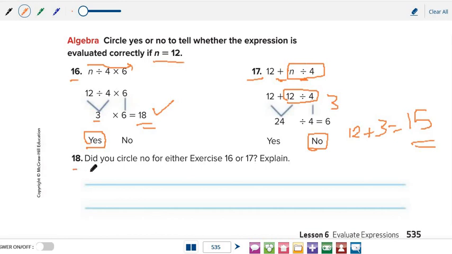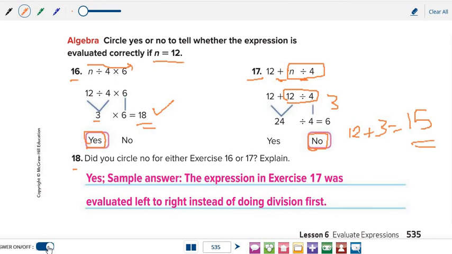Question number 18. Did you circle no for either exercise 16 or 17? Explain. Think about this question and try to solve it by yourself, grade 3. When you finish, you can check your answers here. Yes, the expression in exercise 17 was evaluated left to right instead of doing division first.